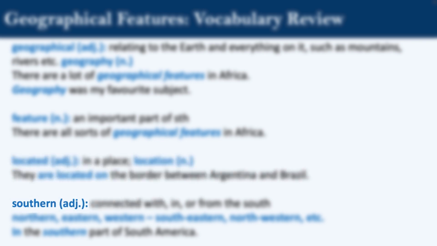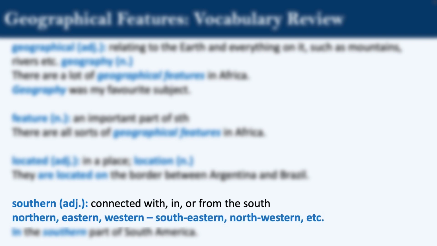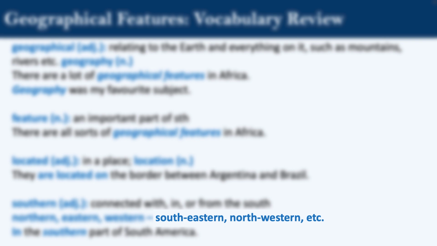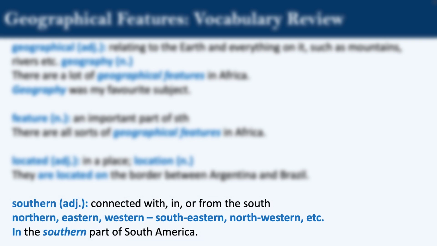Next is the word southern. If something is described as southern, it is connected with the south, in the south, or from the south. We can form other adjectives like this, using other directions, like north, northern, east, eastern, west, western. We can also combine two directions, like southeastern, northwestern, etc. For example, something like a river is in the southern part of South America.